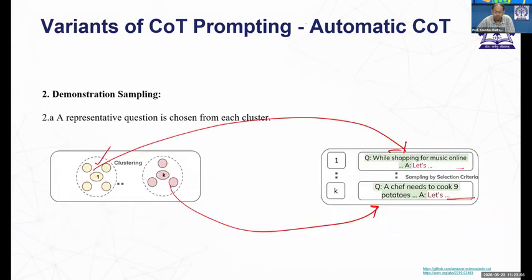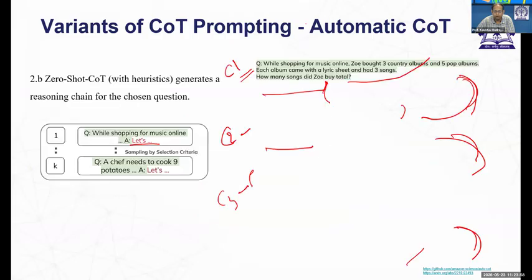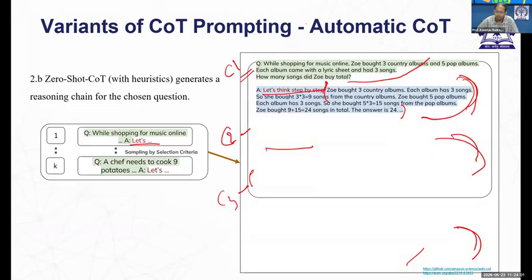Now, the second part that you are asking: what comes automatically? Once you are done with these clusters, you can select one question from each cluster. After that, how can I get these reasoning steps? A human doesn't have to annotate these reasoning steps. You can just add this part, let's think step by step, and you can get this reasoning step automatically from the LLM. Earlier, in the chain of thought, a human had to design this reasoning process. That part we are now eliminating in this automatic COT.